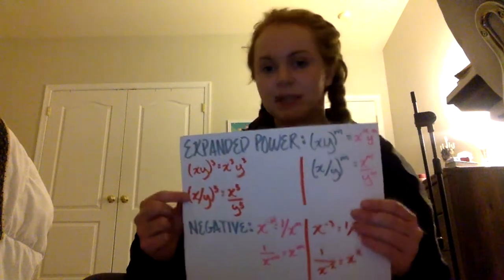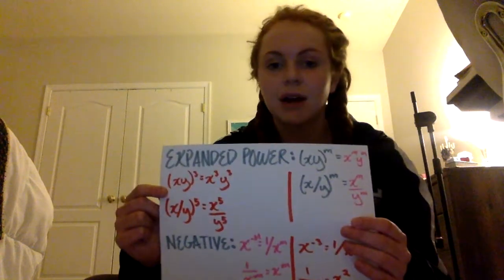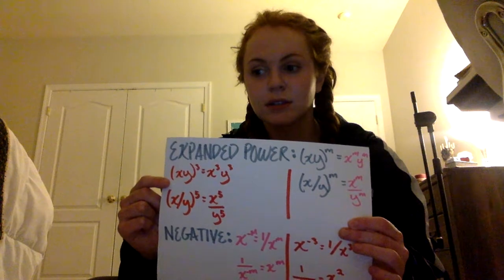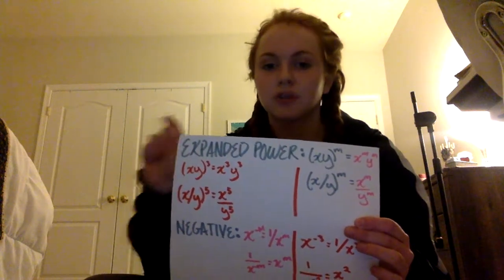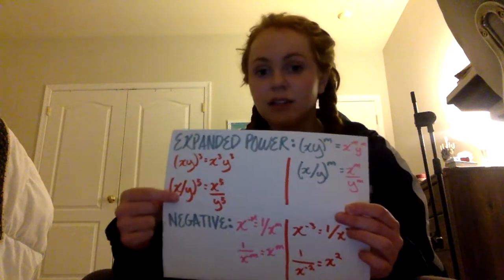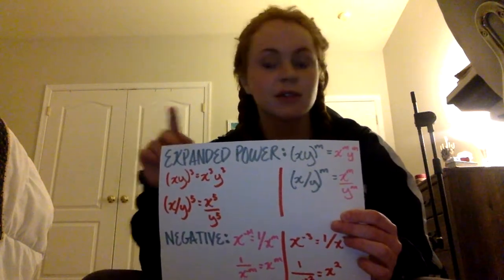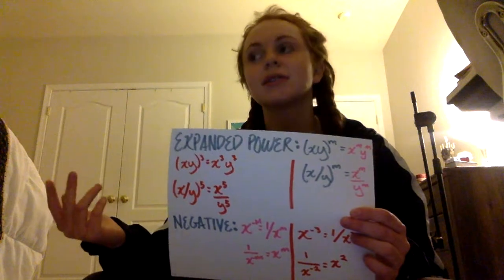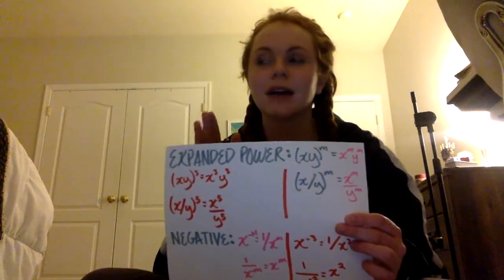So over here, we have the examples. I have x and y collectively raised to the 3rd power. And so you're going to distribute the 3. So x cubed, y cubed. And then x over y to the 5th power, you're going to have x to the 5th over y to the 5th. So basically you're just saying that each term within that is going to get raised to the power as well.